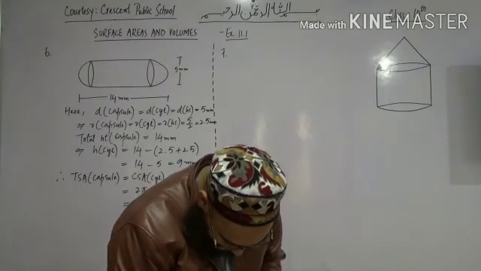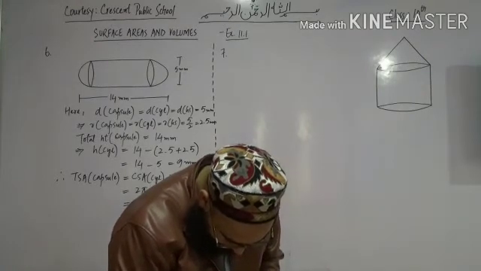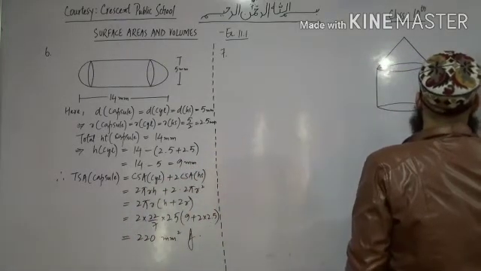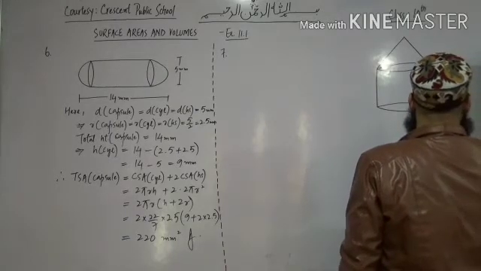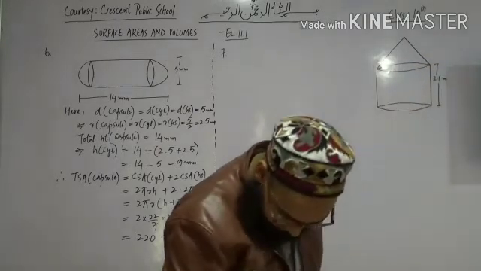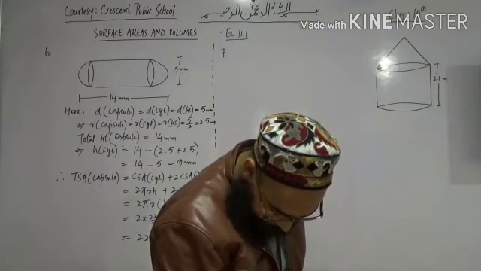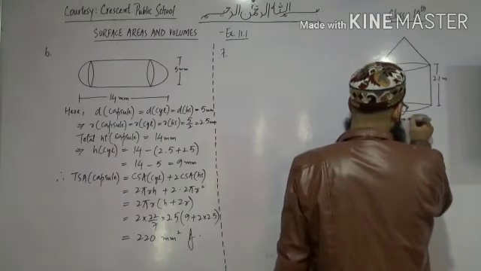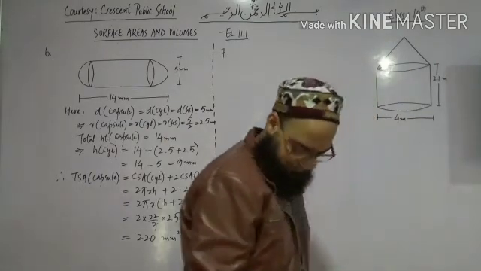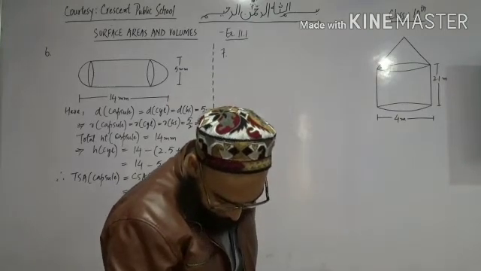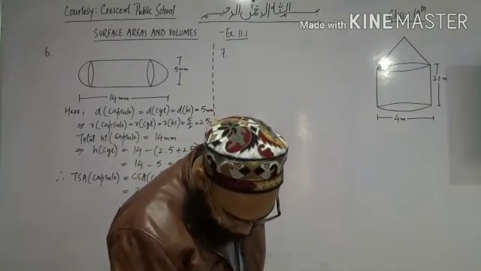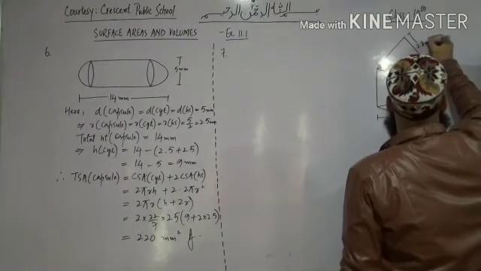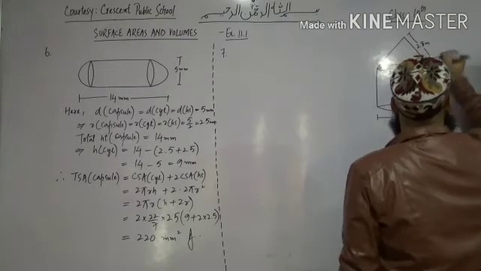If the height and diameter of the cylindrical part is 2.1 meter and 4 meter. So height is 2.1 meter. 4 meter is the diameter of the cylindrical part. And the slant height of the top is 2.8 meter. Like this.